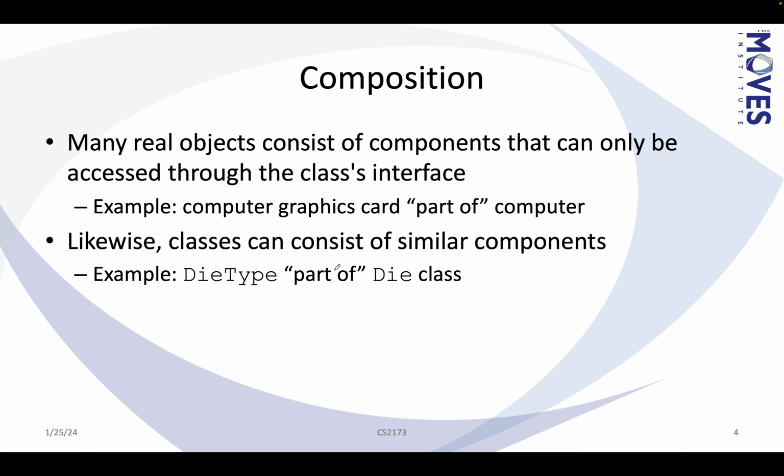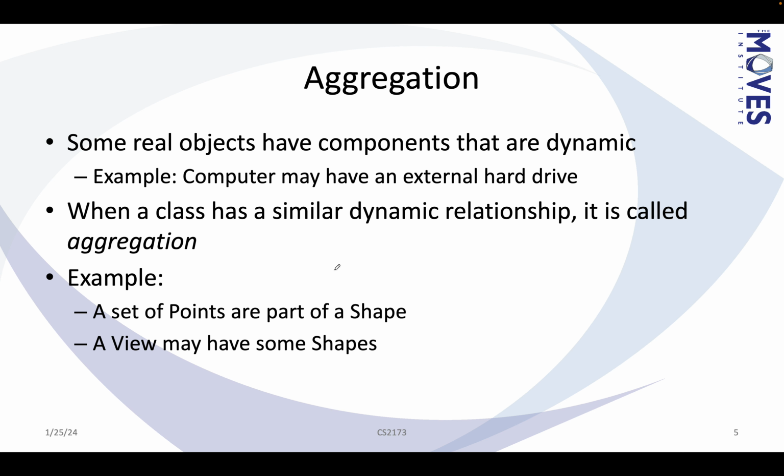Okay, so die type was a part of the die class, so that would be considered a component. But others might have components that are more dynamic. An example of this might be an external hard drive, or in this case, I can think of this projector system as an aggregation of my computer. Why? Because I can run the computer with or without this. When I plug it in, all of a sudden I'm using it, and when I unplug it, I'm not. So that's more of a dynamic relationship, and that tends to be aggregation.